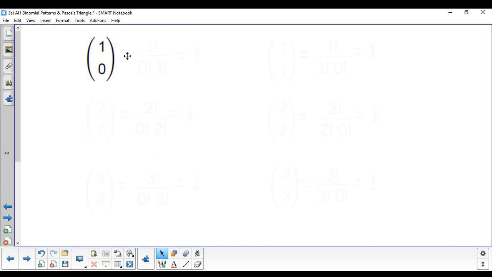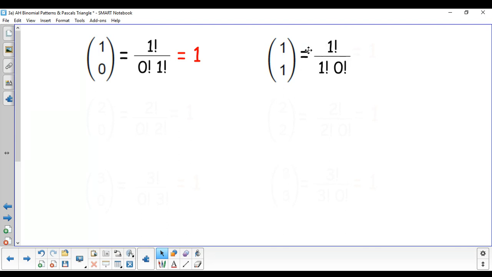So if I asked you to find 1, 0, I would hope you know that's 1 factorial over 0 factorial, and the difference between them is 1 factorial. So it's 1 over 1 times 1, which is 1. In that case, what would 1, 1 be? That would be 1 factorial over 1 factorial, and the difference between them is 0 factorial. So it's 1 over 1 times 1, which is 1.